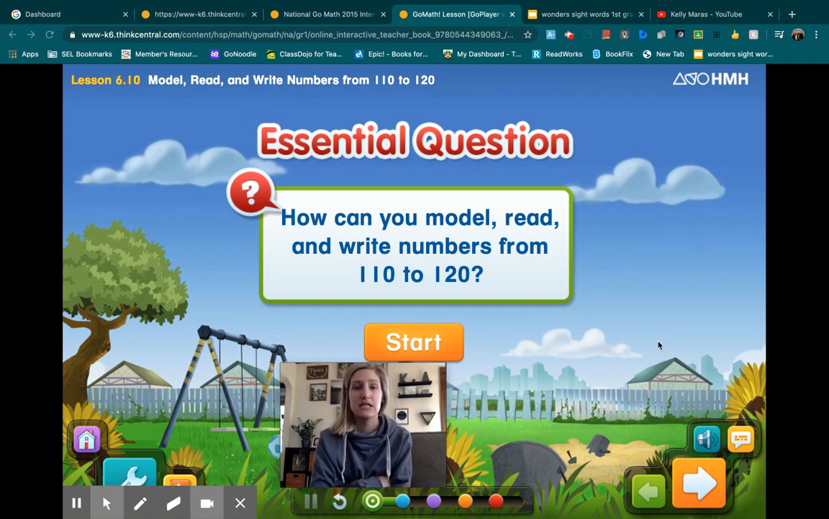So we're going to continue thinking about sticks of 10 and ones. And we're going to continue thinking about numbers over 100. So today our essential question says, how can you model, read, and write numbers from 110 to 120? So we're going to be thinking about the numbers 110 to 120.